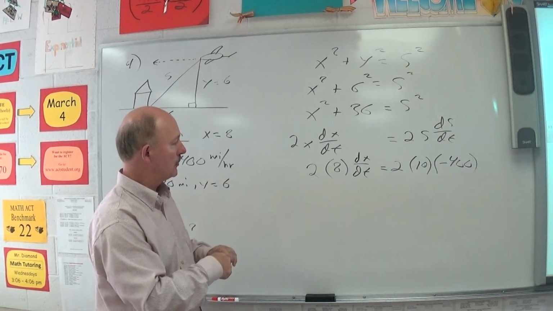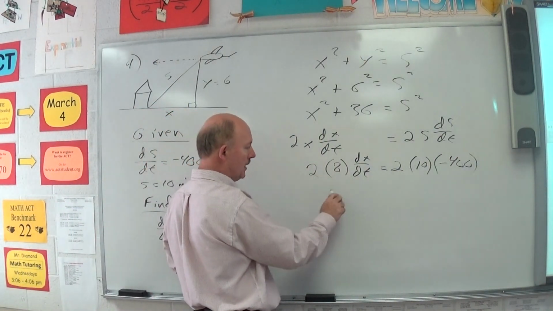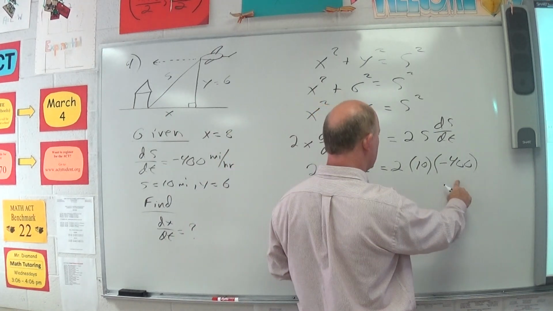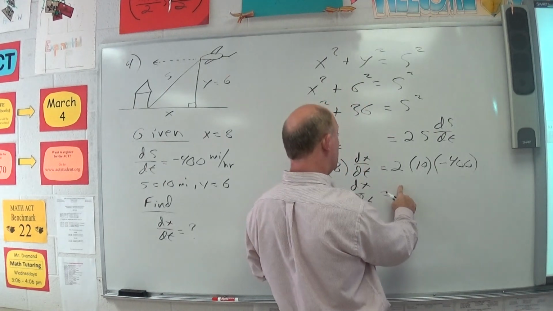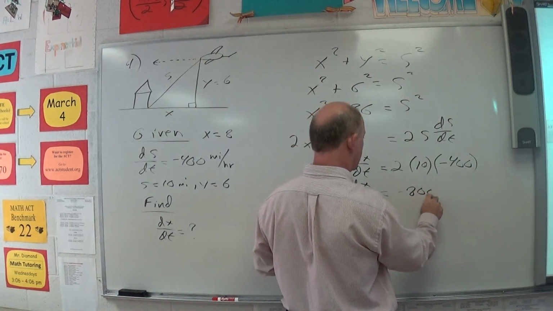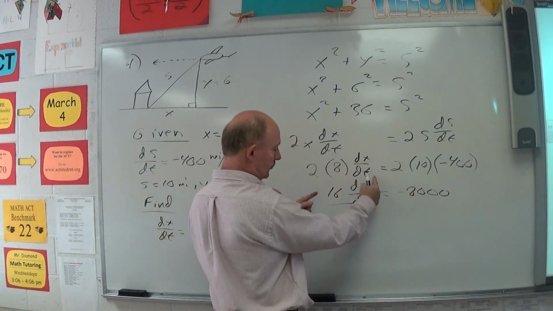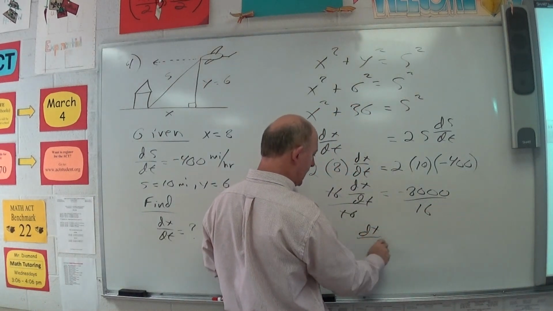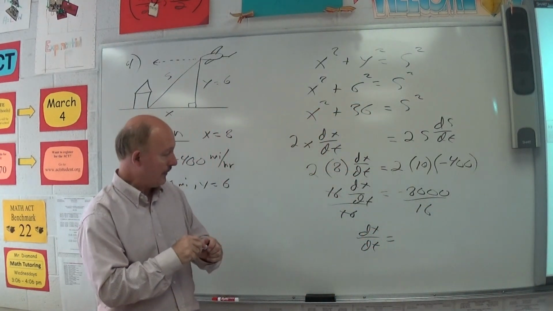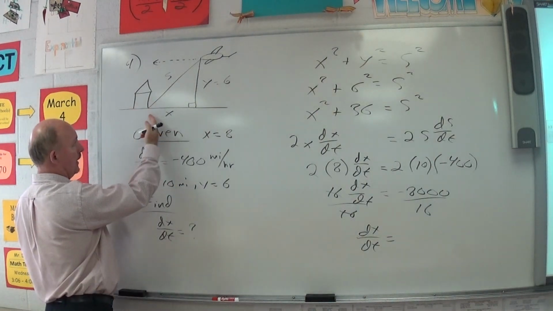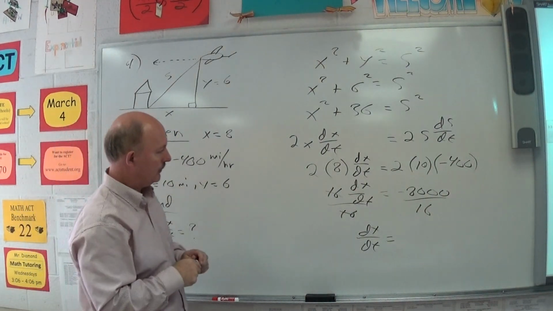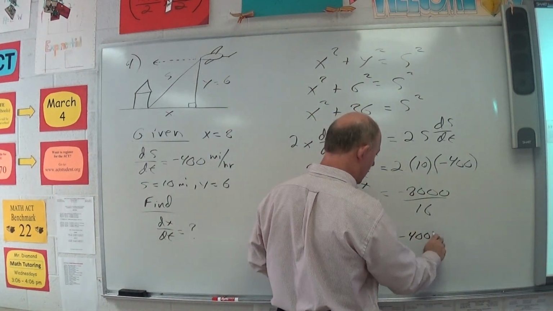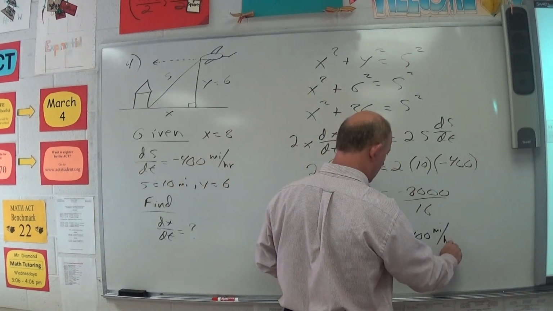Now we've got to solve this for dx over dt. First of all, let's simplify the left-hand side. 2 times 8 is 16. Dx over dt will be equal to, as you multiply here, negative 8,000. Now to solve for dx over dt, we're going to divide this side by 16. Divide this side by 16. So the rate of change of x, as the airplane is flying towards the house, is equal to negative 8,000 divided by 16, which would be negative 400 miles per hour.